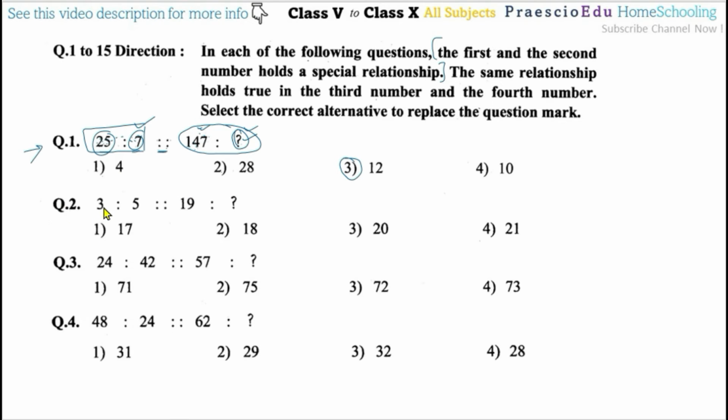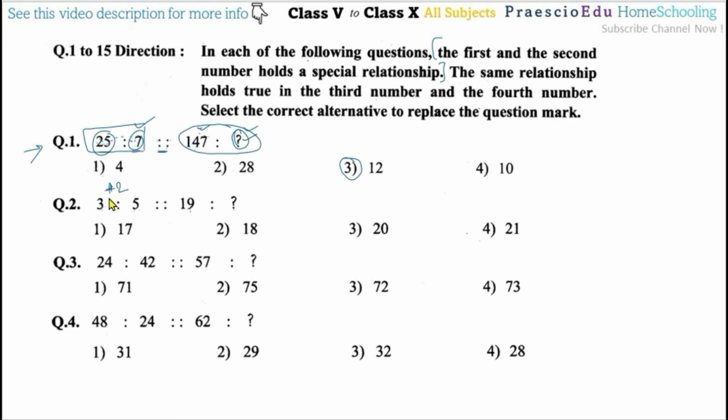Now question number 2: 3 is to 5, then 19 is to question mark. From 3 to 5, there is an addition of 2. If we make this relation, we cannot find the answer from the options, because after 3, adding 2 gives 5, a prime number, but after adding 2 to 19, 21 is not a prime number. So that relation we cannot hold, but only the addition of these two, this relation we can hold.